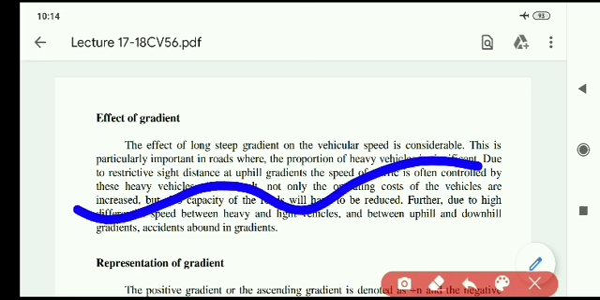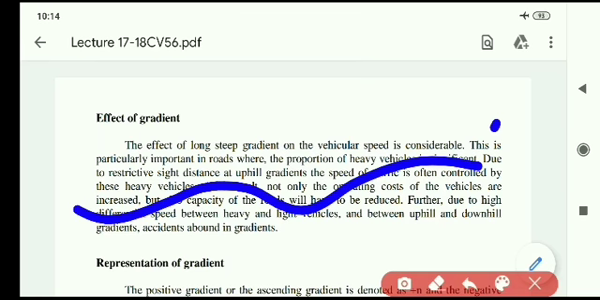So only the effect of gradients is directly related with the speed of the vehicle. The higher the gradient value, the lower will be the speed of the vehicle, and the consumption of the oil or the fuel will always be higher. So the gradients are provided in such a fashion that first the ground profile is studied well. Based upon the ground availability and the profile, the gradients are always provided.